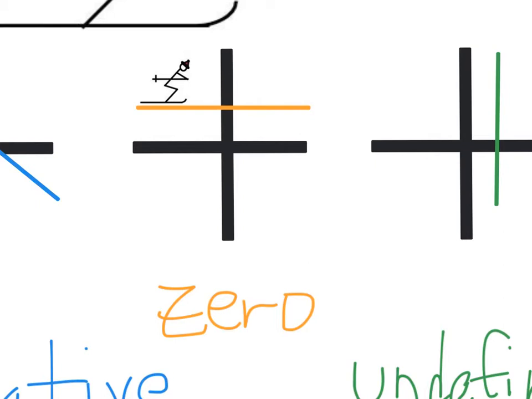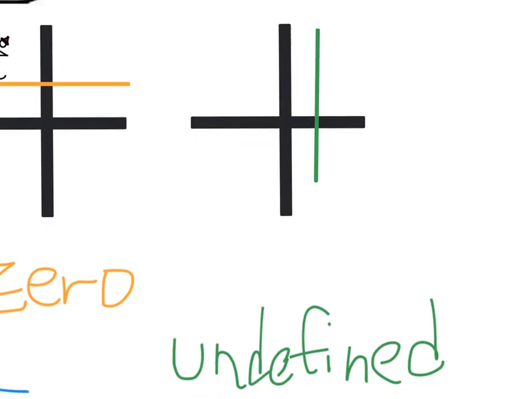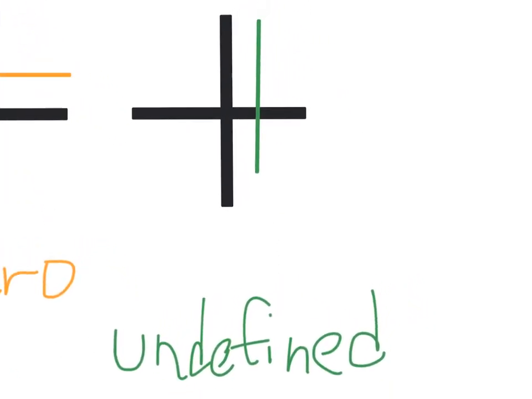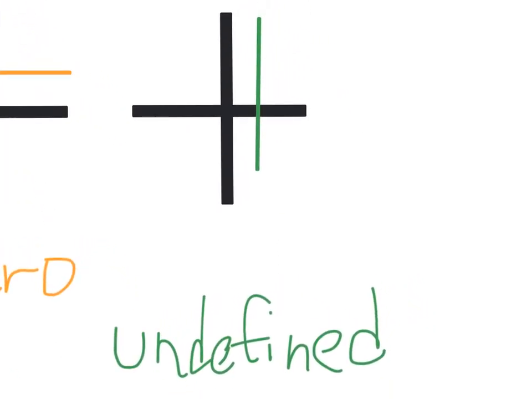And finally, let's look at an undefined slope and put a skier on that and see if we can find a way to help us remember how that's going to work. If we put a skier on that slope, he's going to come down that thing so fast because it's straight up and down and vertical, he's going to be undefined when he gets to the bottom. That's how you can remember that a vertical slope, a vertical line, has an undefined slope.